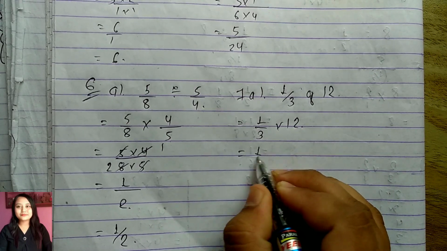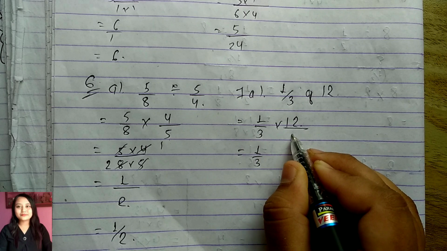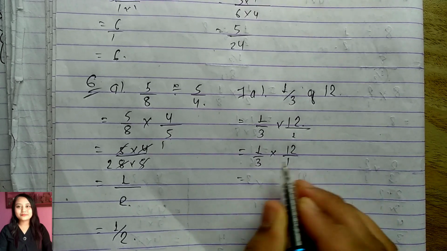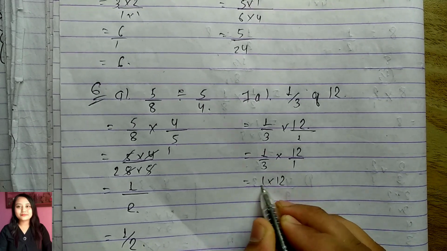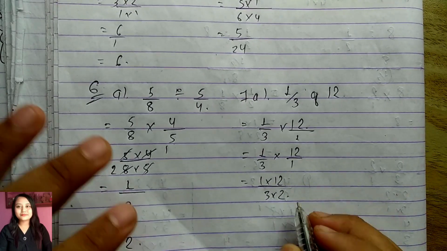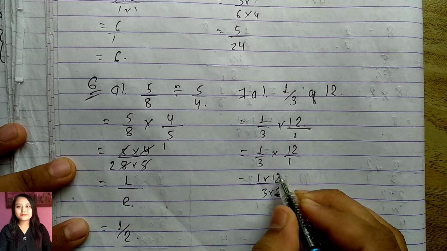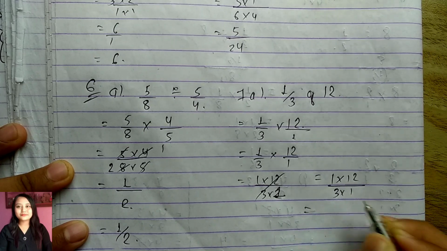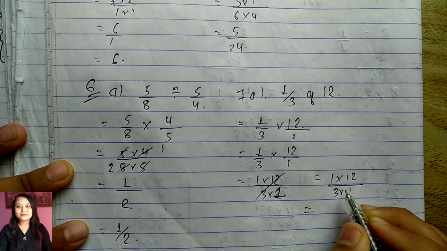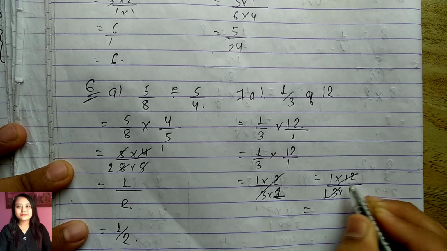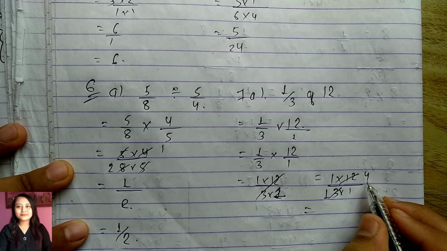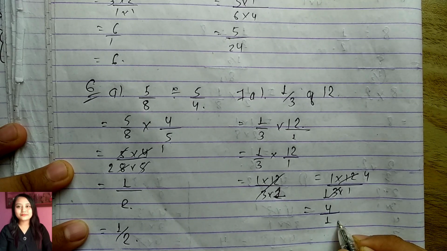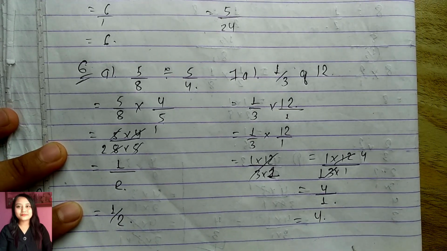Okay, so 1 by 3, and if there is no denominator, then we can write 1 under it. So into 12 upon 1, and now we'll simply multiply 1 into 12, and 3 into 1. Let me write it again. 1 into 12 and 3 into 1 will be there. So can 3 divide 12 or not? Yes, 3 1s are 3, 3 4s are 12. So in the numerator, remaining is 4 only, and in the denominator there is only 1 remaining. So we can simply write 4 only.